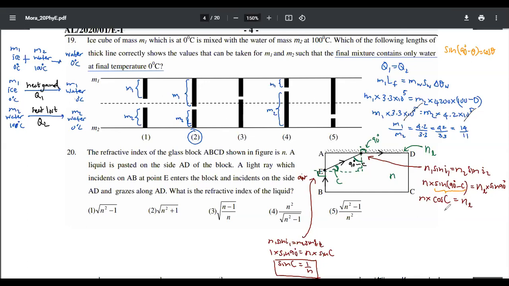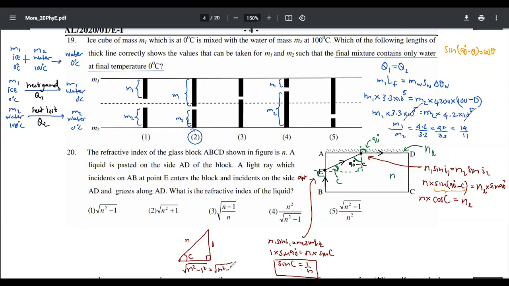I have N and cos theta. Now, how do I find cos C? Look at this. I know sin C. Then you draw a right angle triangle, and you put C here. What is sin C, people? Sin C is opposite over hypotenuse. Therefore, this side should be the square root of hypotenuse squared minus opposite squared. 1 over N, so opposite 1, hypotenuse N.